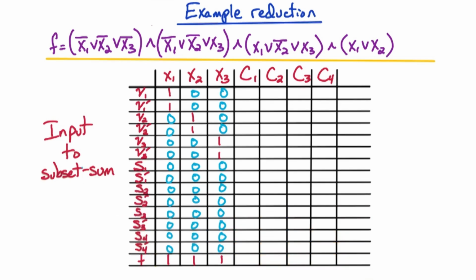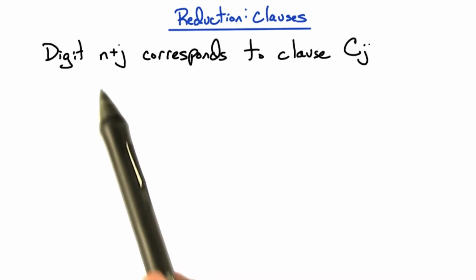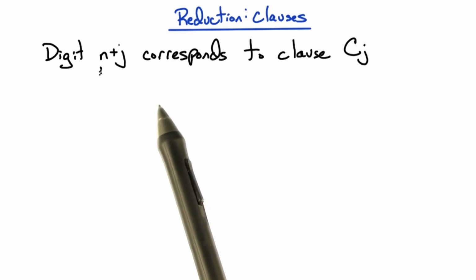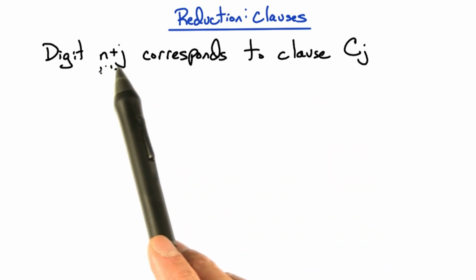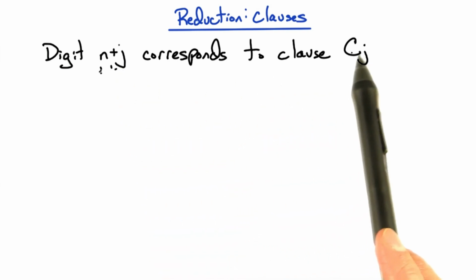So now we know that any solution to the subset sum problem corresponds to an assignment. Now we have to ensure that it corresponds to a satisfying assignment. So for that, we use these remaining 4 digits. The first n digits correspond to the variables, so the next m digits correspond to the clauses. So digit n plus j is going to correspond to clause cj.